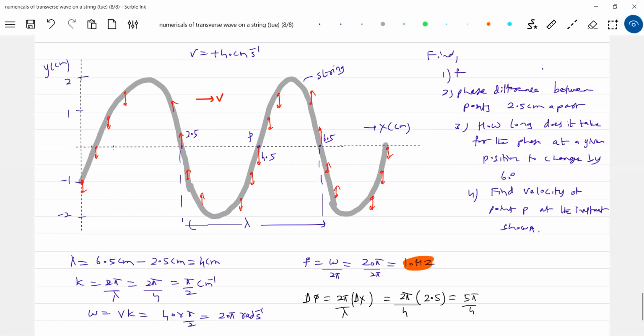Next, what is it asking? How long does it take for the phase at a given position to change by 60 degrees? What is the meaning of this? Already I explained the concept. Let me underline: at a given point on a rope, how long does it take for the phase to change by 60 degrees? What do you mean by this?